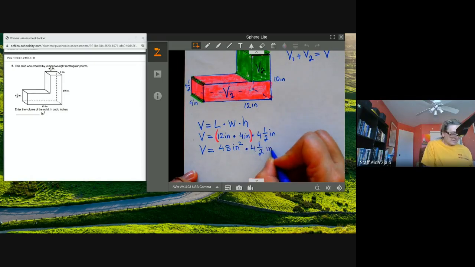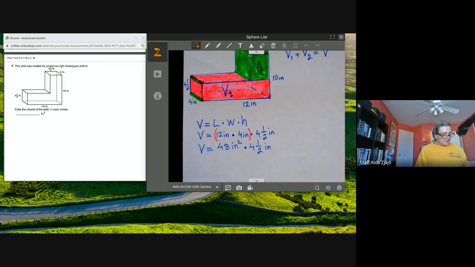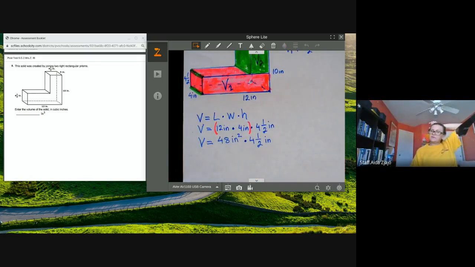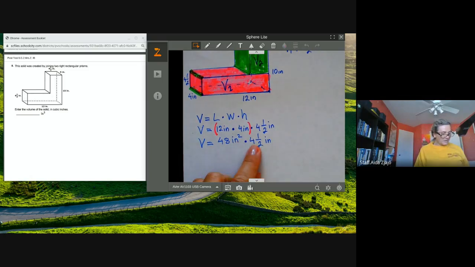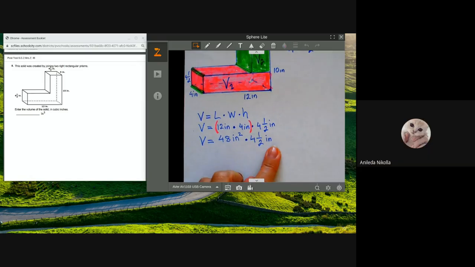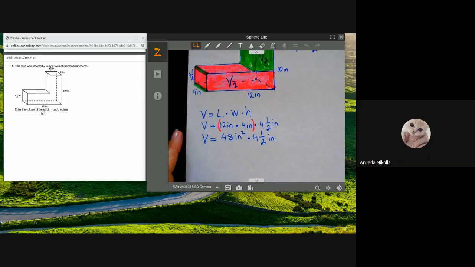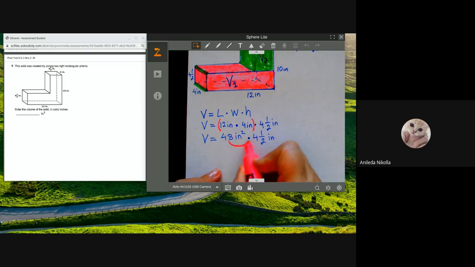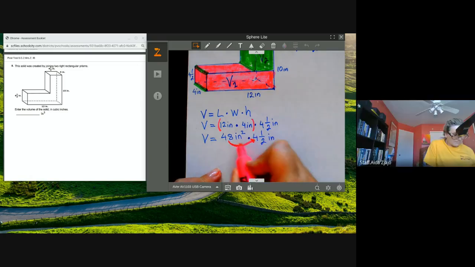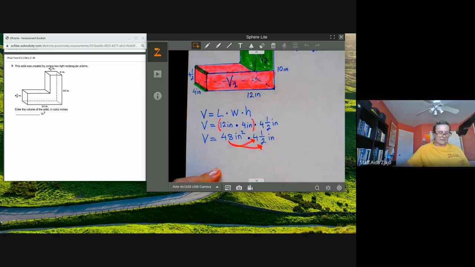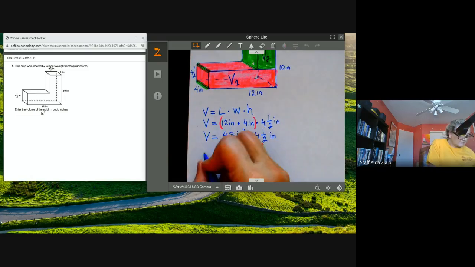And then I need to multiply with 4.5 inch. Okay. So now by using the distributive property, you can tell me how I can multiply 48 inches squared by 4.5 inch. 48 square inches times 4, and then 48 square inches times 1/2. Bravo. Good job. Okay, so I'm going to write it down.